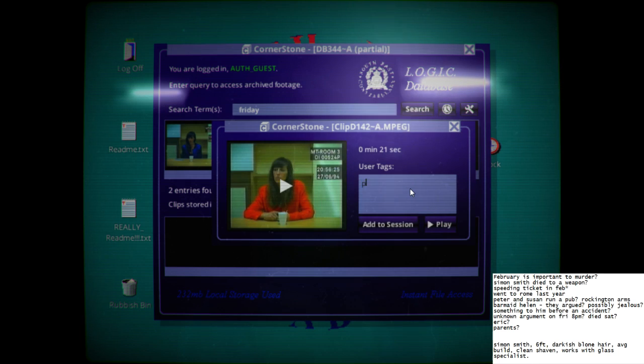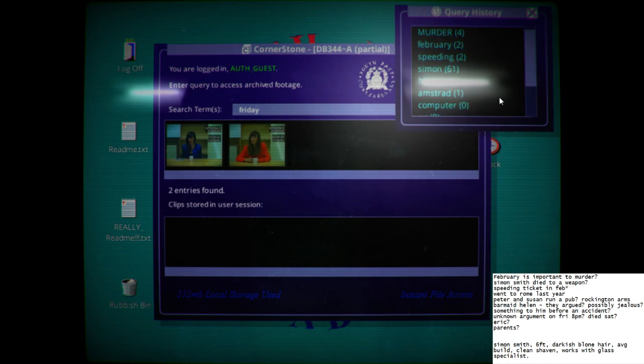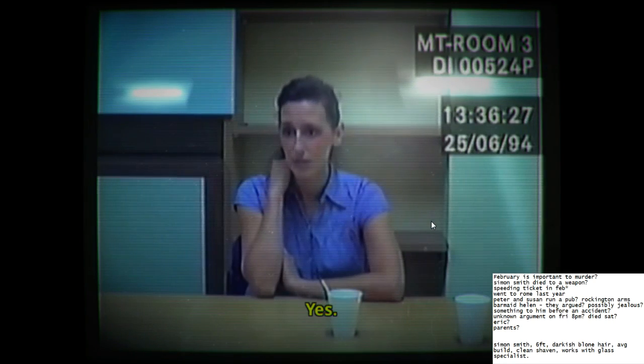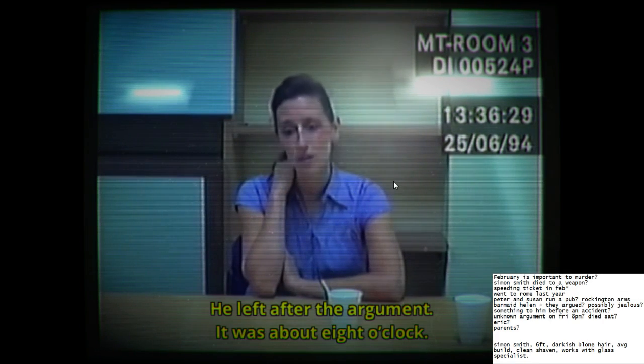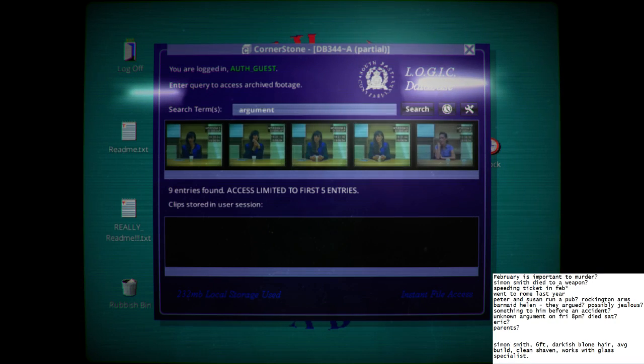I'll just put possible lie 1, because that contradicts with what I said about the argument. I forgot what she said. Yes. He left after the argument. It was about 8 o'clock. So she went out for a drive around 8 PM.